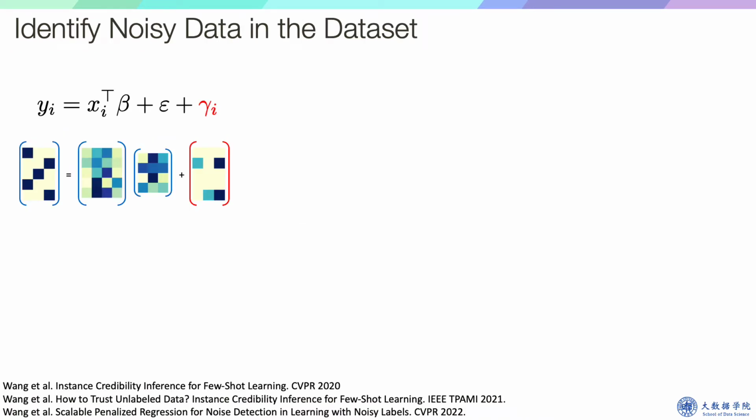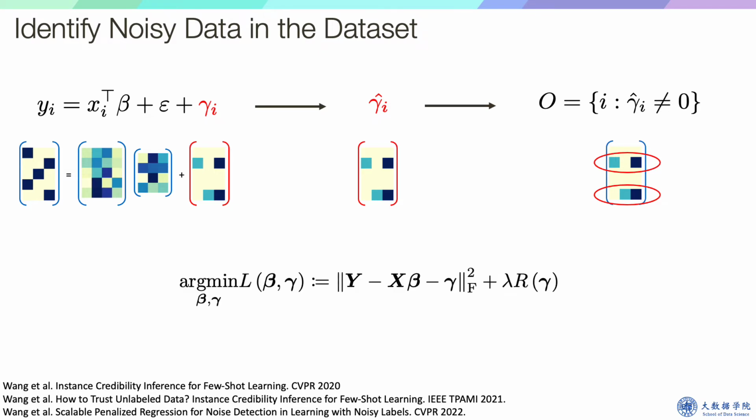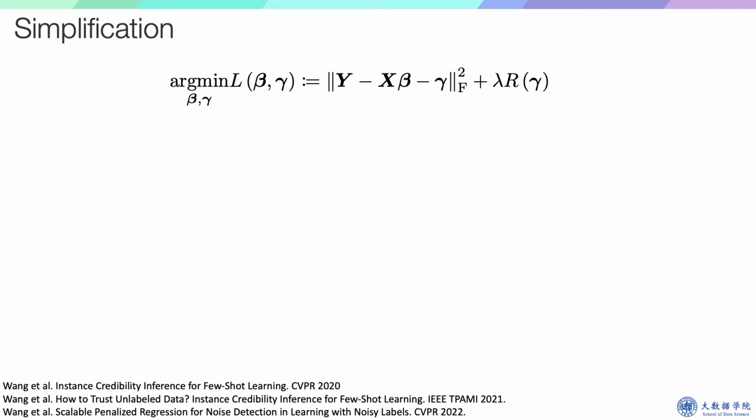Our target is to solve gamma using the whole training set and identify the noisy data based on gamma. As we said above, those non-zero gamma are regarded as noisy data in the training set. To ensure this, we add a sparse penalty to gamma, leading to this objective. Now, the objective has two unknown parameters, beta and gamma. But we only care about the solution of gamma, and we don't care about what beta is.